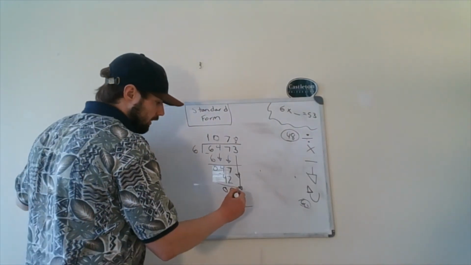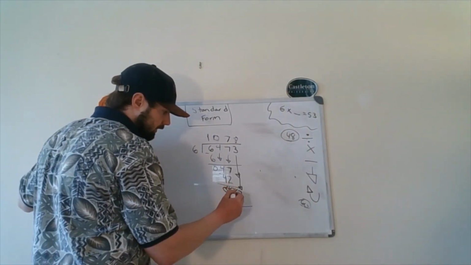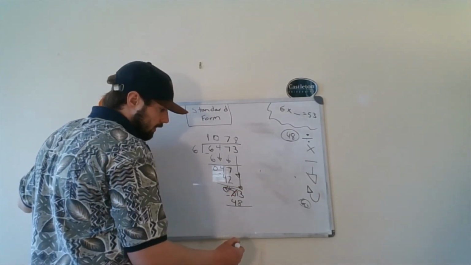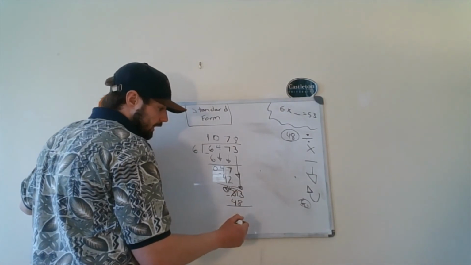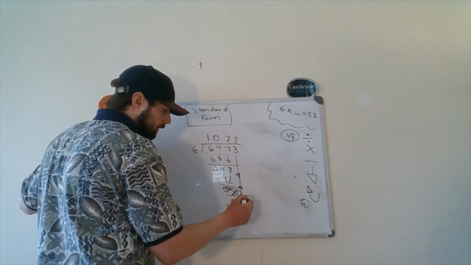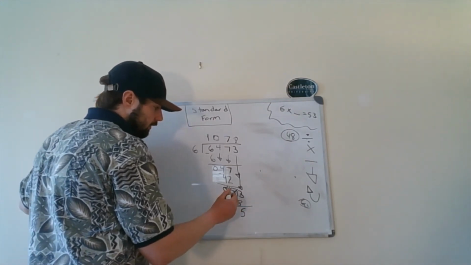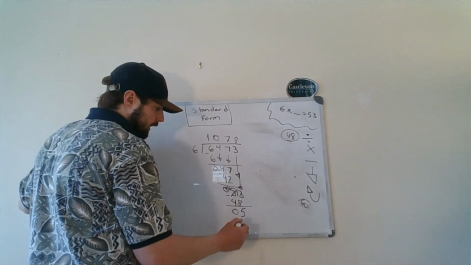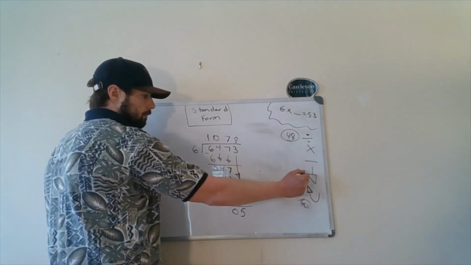I need to steal. This 5 tens becomes 4 tens. I bring that 10 on over. Can I subtract 8 from 13? Yes, I can. I'm going to get 5. 4 minus 4 is nothing. I subtracted. I need to bring it on down.